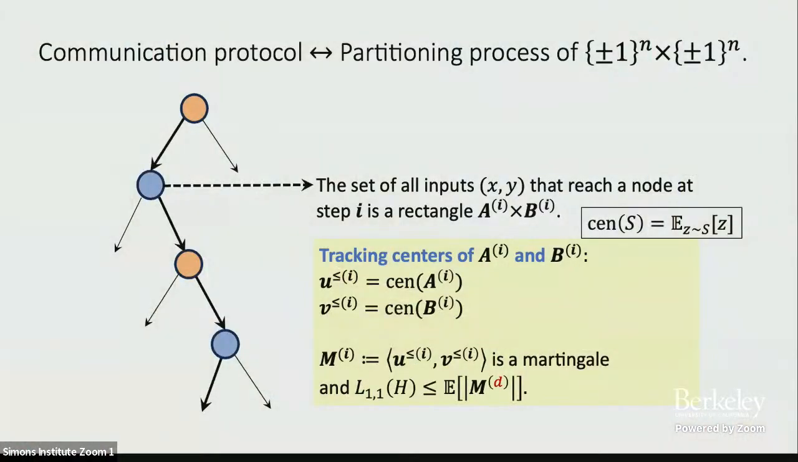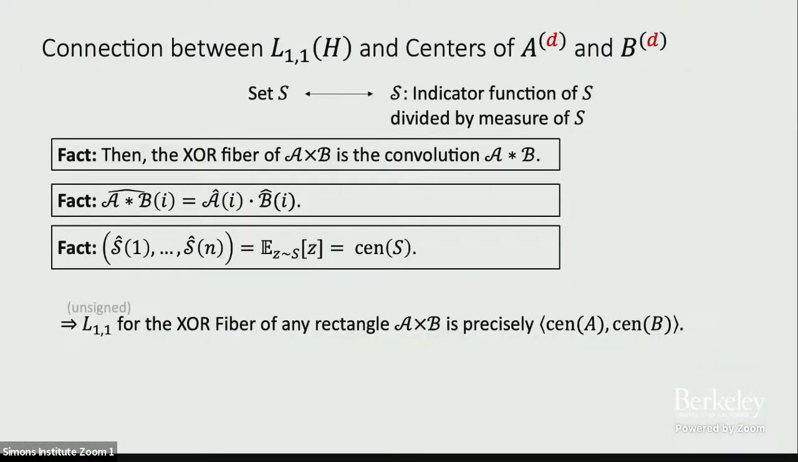it's actually a really simple calculation. I kind of hinted at this calculation for rectangles, but we can go over it again. So here, if you just look at the particular rectangle in the protocol and you compute the XOR fiber, the XOR fiber is just going to be the convolution of the two sides. And if you take the Fourier coefficient of the convolution, it's going to be the product of Fourier coefficients. So these are the Fourier coefficients, and now you're adding all the level 1 Fourier coefficients. So you get the summation of A hat I times B hat I for all I. And A hat I is just captured by the center of A. So it's just taking the inner product between the center of A and the center of B.